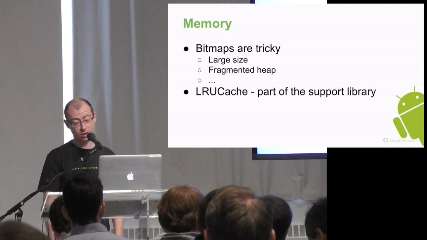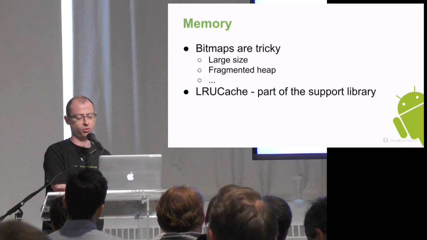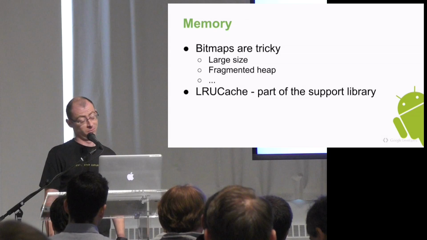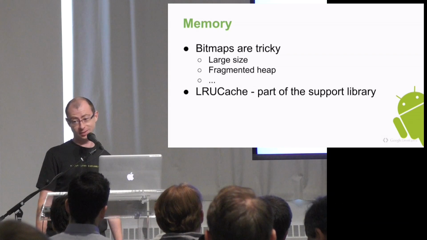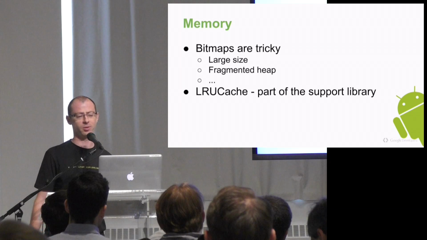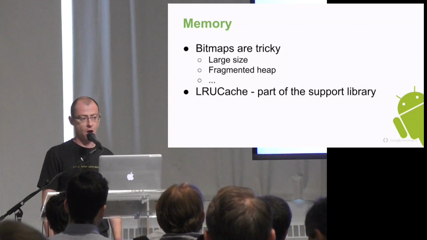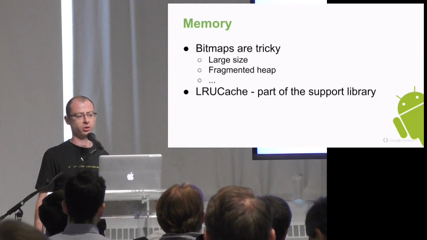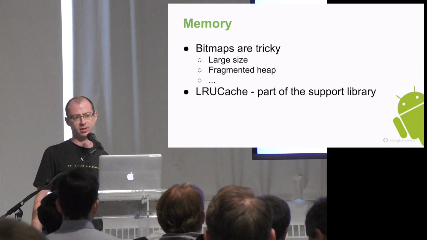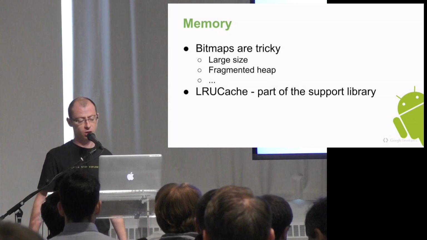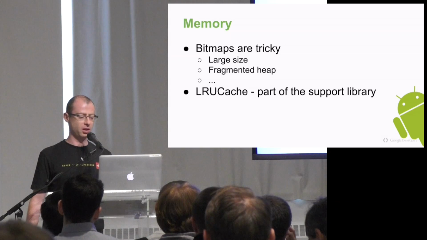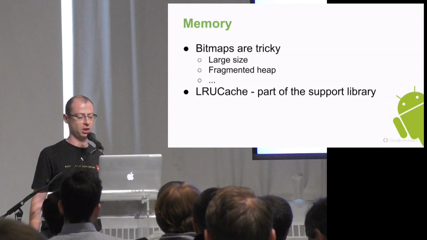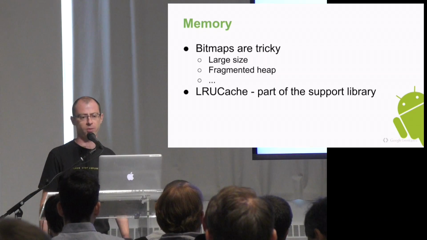Memory. Yes, we managed to convince ourselves that bitmaps are tricky, basically because of large size and fragmented heap. That made my life not an easy one when I was responsible for an app with a lot of images on pre-4 devices. Also, memory management is tricky. Some of the stuff it's better to put in a file, and some of the stuff it's better to keep in memory. Please note, we have the class LruCache, which is part of the support library, in case you need a good and efficient cache implementation.